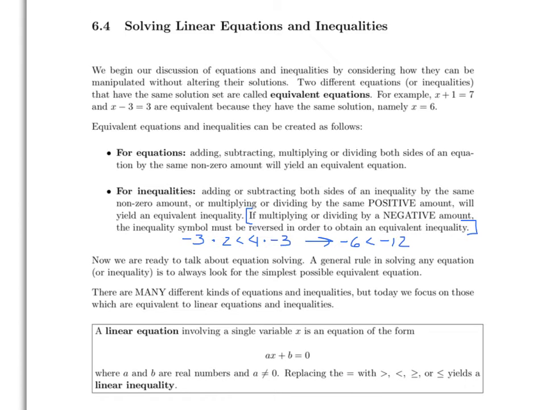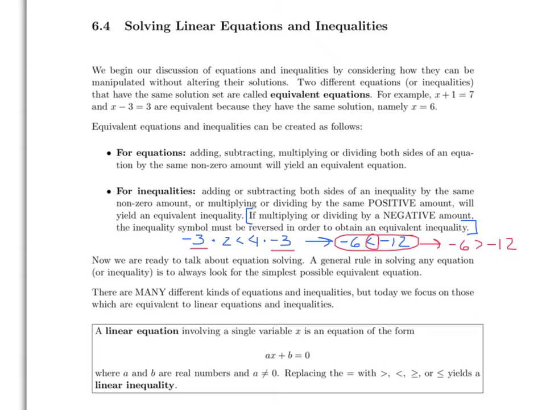So I did the same thing to both sides of the inequality. And notice the inequality that I arrive at is false. Negative 6 is not less than negative 12. Negative 6 is actually larger than negative 12. In order to make this inequality true, I need to reverse the direction of the inequality symbol. In other words, to make this inequality true, I need to rewrite it this way.